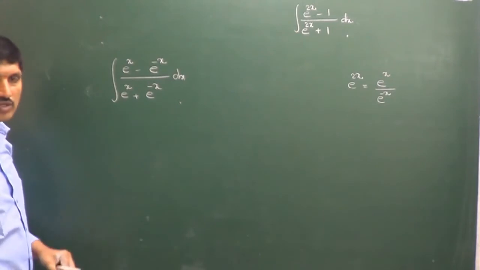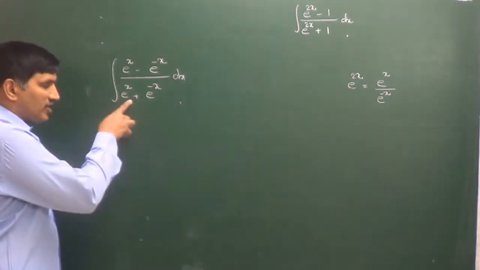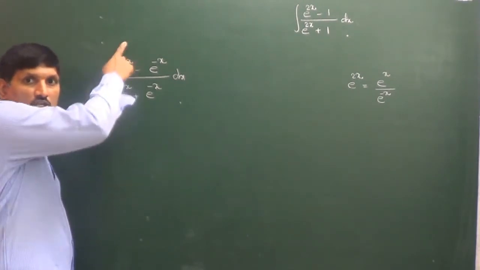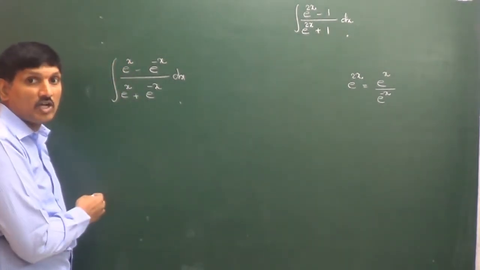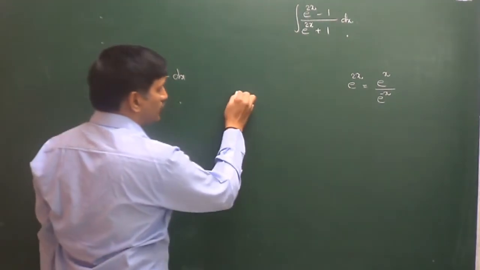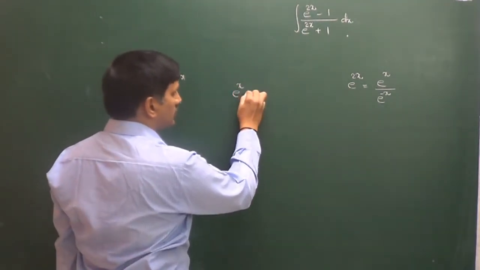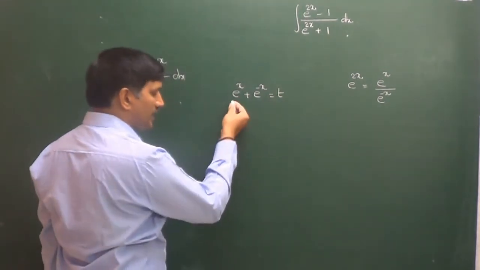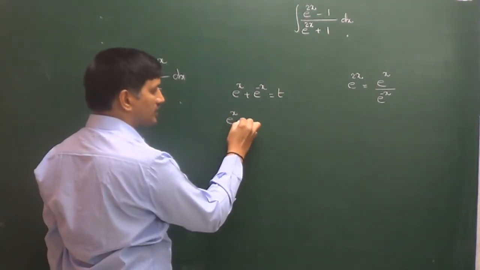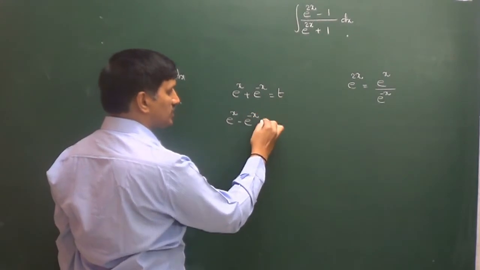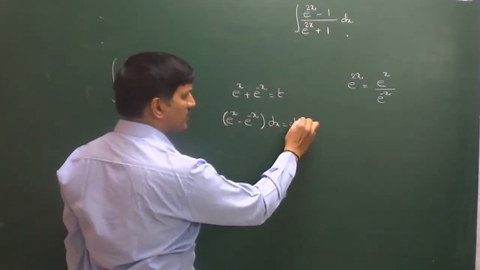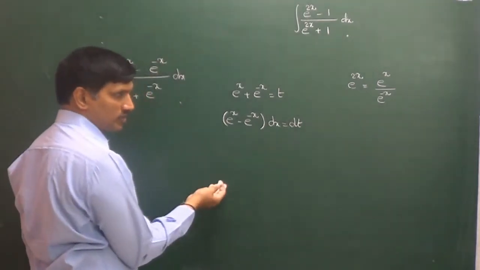So now what are we observing? Directly we can write the answer. The denominator's differentiation is in the numerator, so we can write log of the denominator. Otherwise the procedure is this: e power x plus e power minus x equals t. Its differentiation, e power x minus e to the power of minus x dx, equals dt. Depending on the marks, you have to do the procedures.